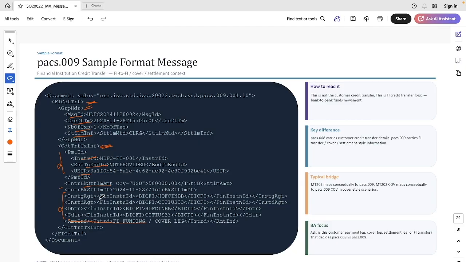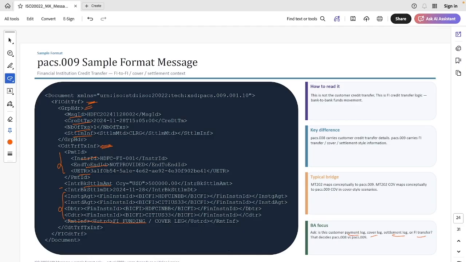The key difference is this: the PACS.008 carries the customer credit transfer details, and PACS.009 will carry the FI credit transfer details. In a cover scenario, both may be conceptually related, but they serve different purposes. As a BA, always ask whether this is the customer leg or cover leg, settlement leg, or simply internal FI movement. That answer decides the message type, required fields, references, controls, testing scenarios, and operational outcome.